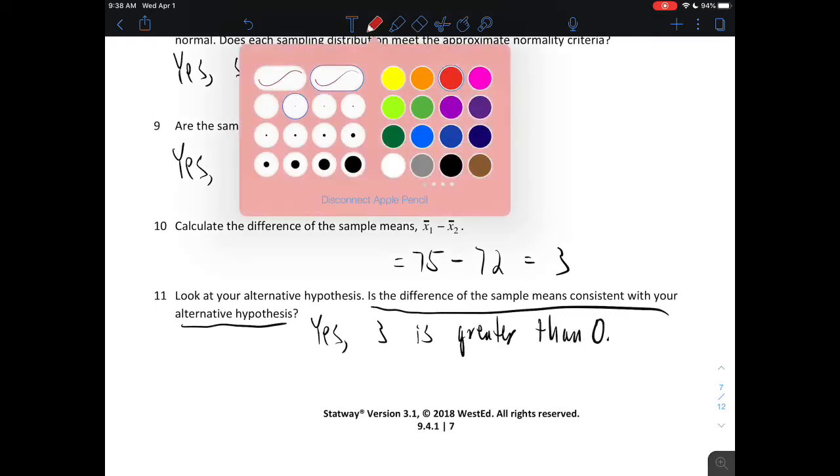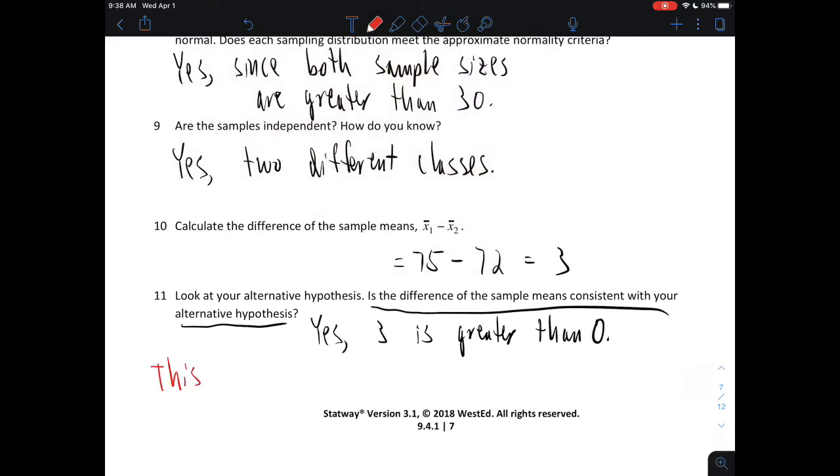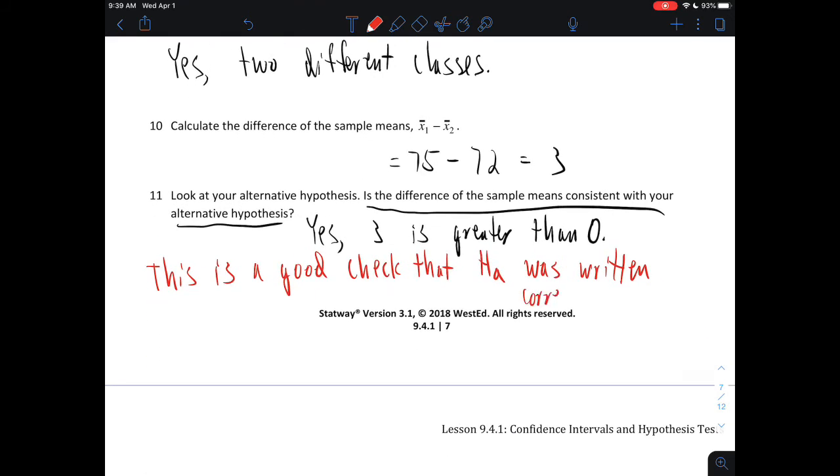So here's my hint to you. This is a good way to check that your alternative hypothesis was written correctly. If you would have written mu1 minus mu2 is less than 0, then this wouldn't agree. If you were running this sample and they didn't agree, then you might think, well, I didn't even gather any good information. But what this is really doing is just checking that you wrote down that alternative hypothesis correctly.